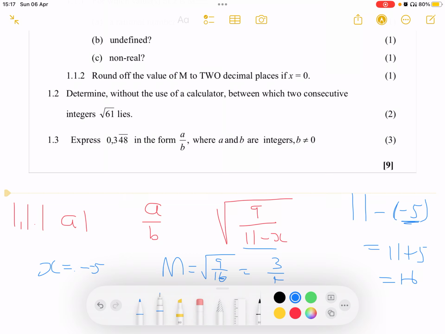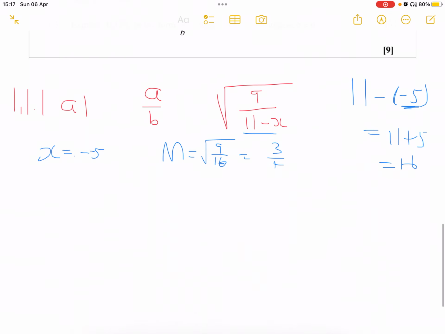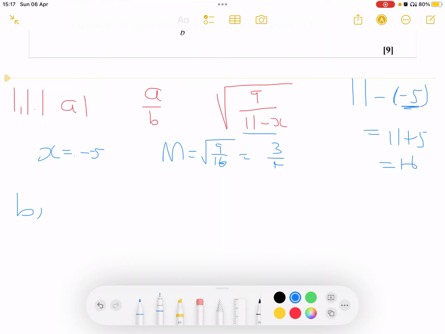Next one says: for which values of x will m be undefined? Now, back to our analysis. Number B, for m to be undefined, we need the denominator to be 0. How can we get the denominator to be 0? We get the denominator to be 0 if we take the denominator and solve it for x. But here we're given x, so we don't have to solve for x. In most cases, you would just say 11 minus x equals 0, then 11 is equal to x. But in our case, you don't have to do this whole thing.